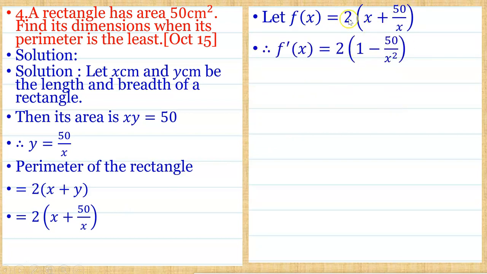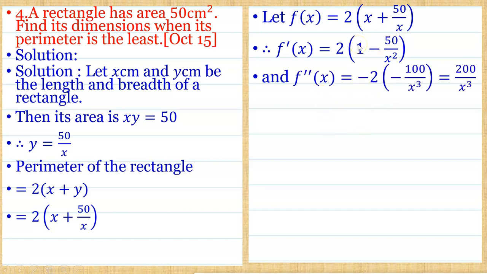Its derivative: that is 2, the derivative of x is 1, and 50 upon x, the derivative of 1 upon x is minus 1 upon x square. The derivative of 2 is 0. Okay. And again here, when we find the second derivative, if I take the minus sign here, the derivative of 50 upon x square is minus 100 upon x cube. Okay, and this minus minus will become plus. Therefore f double dash of x equals 200 upon x cube.